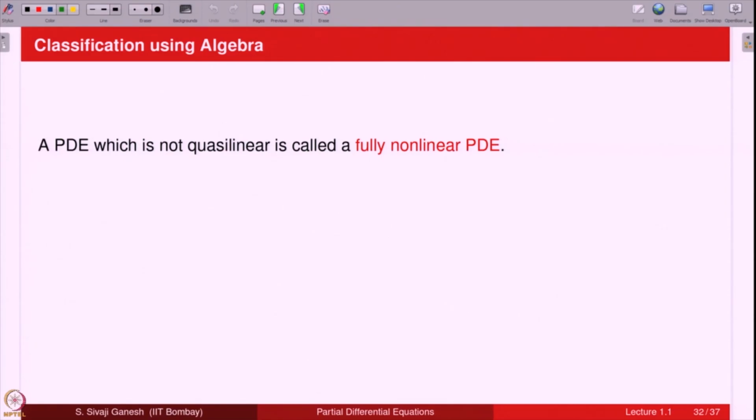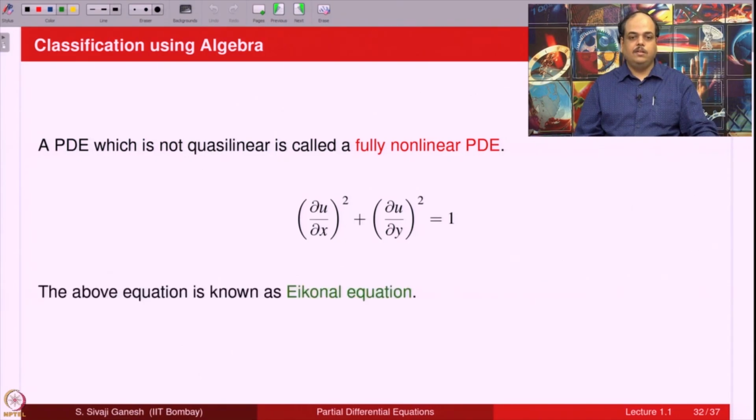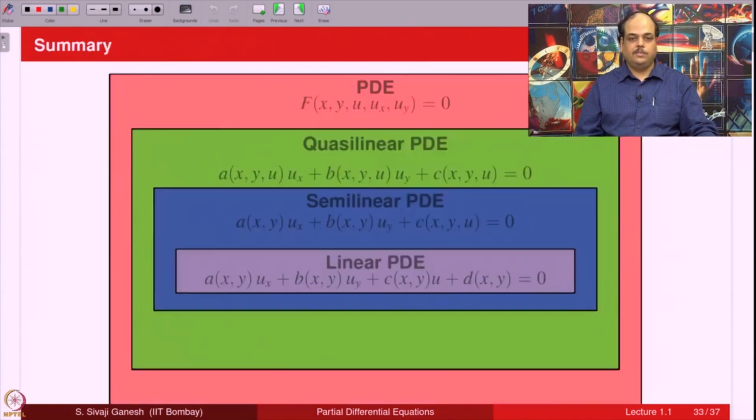Now, a PDE which is not quasi-linear is called a fully nonlinear PDE. So, it is basically the complement of quasi-linear equations. This is an example, a very important example, it is called the Eikonal equation.